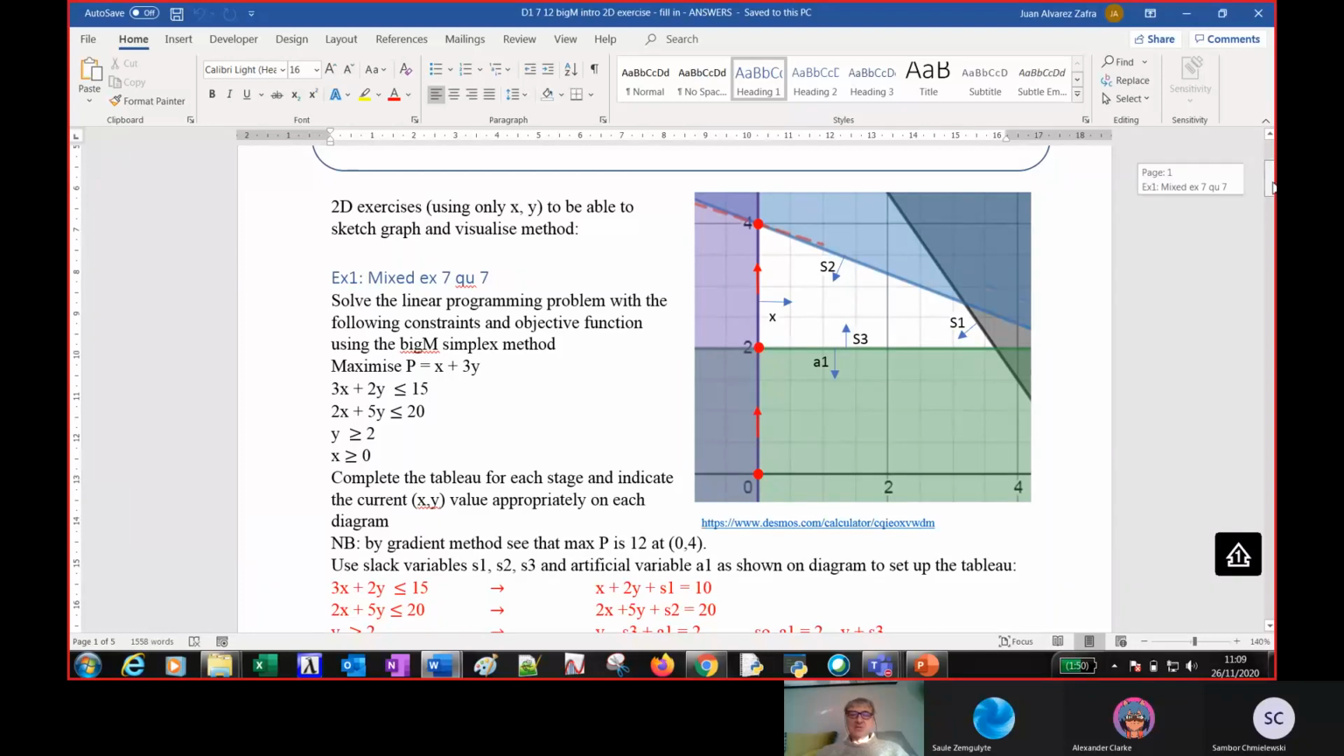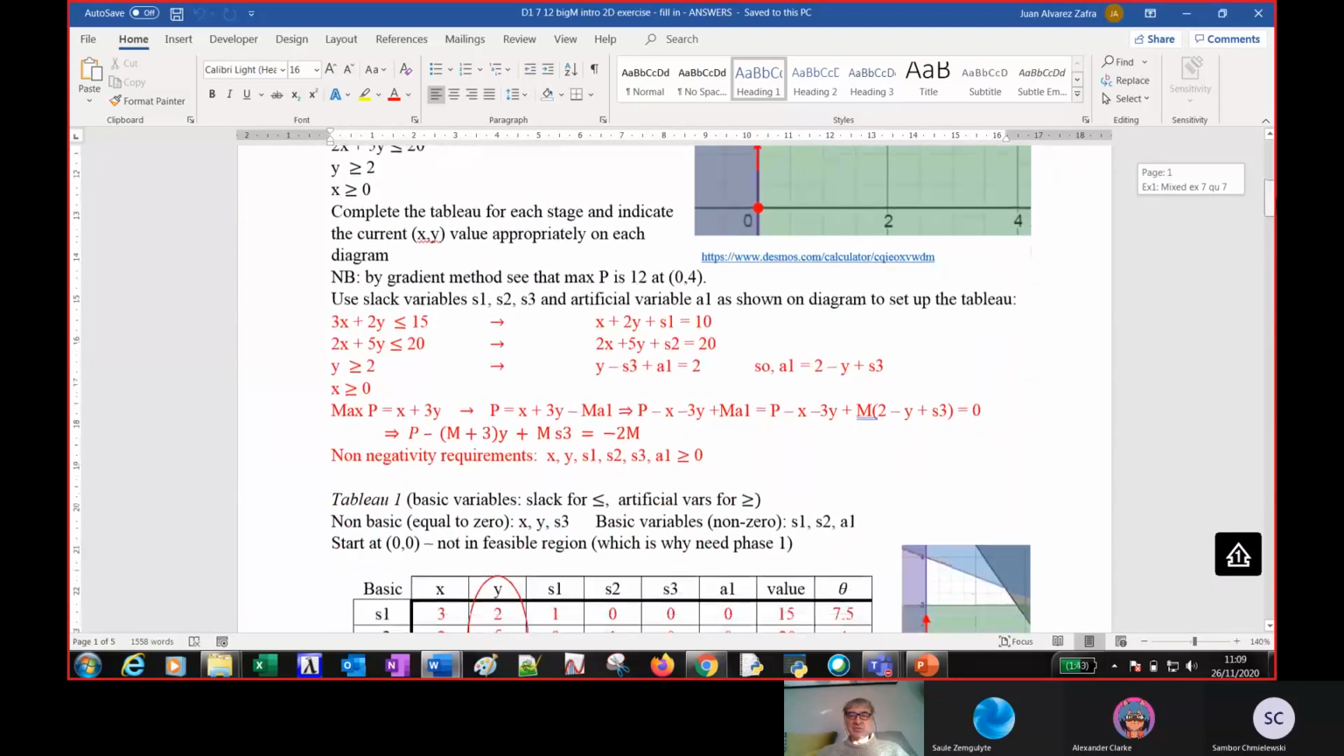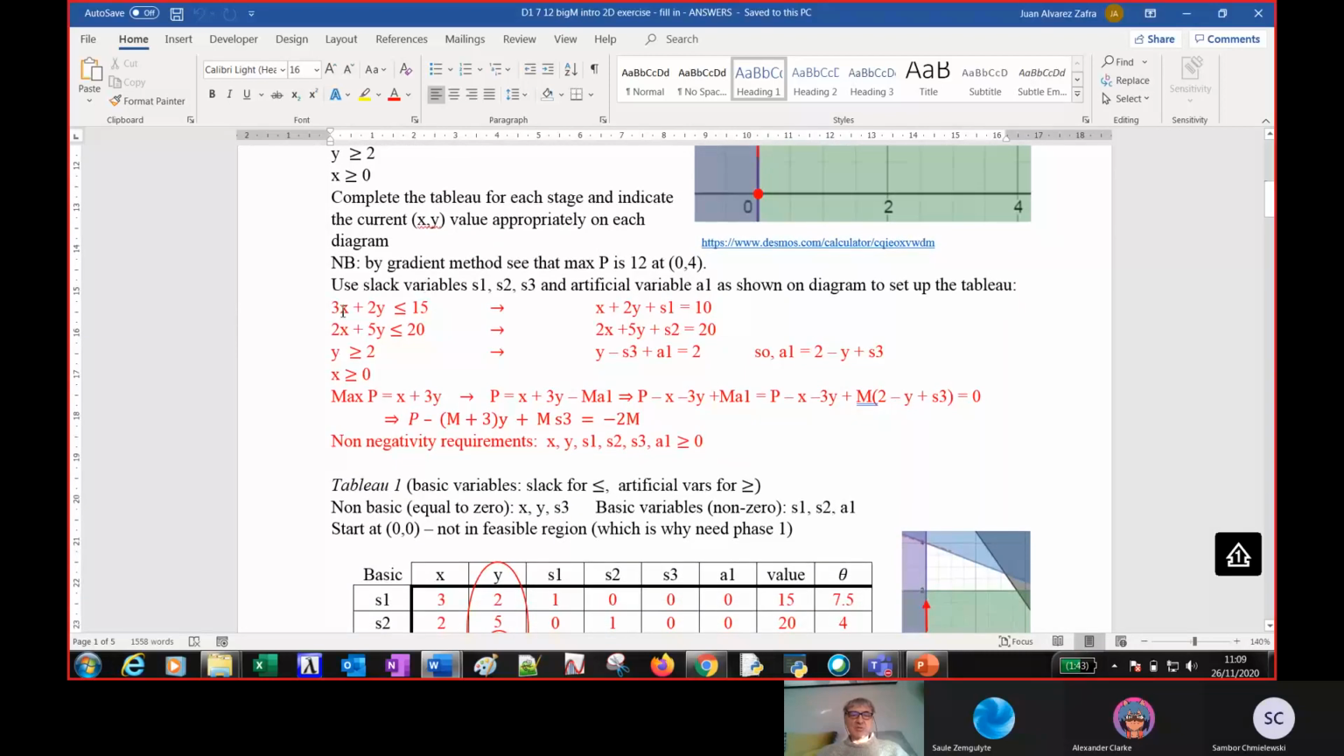Okay, so let's look at the formulation. We did this last time, so I'll go through it quickly. 3x plus 2y less than or equal to 15 becomes, oh, the same mistake, it should be 3x plus 2y plus s1 equals 15. That was copied and pasted. Okay. 2x plus 5y less than or equal to 20 becomes 2x plus 5y plus s2 equals 20. So those are two slack variables.